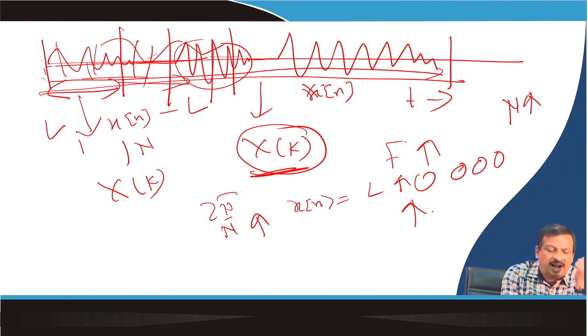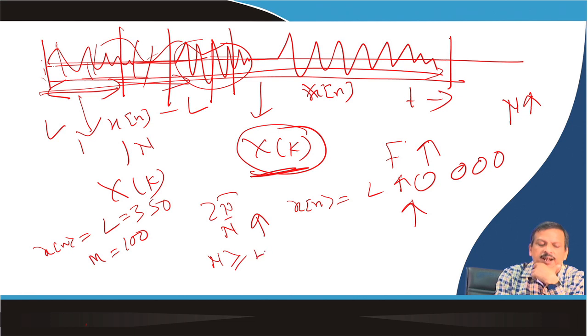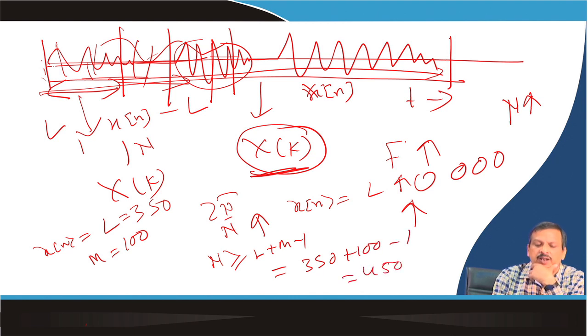Suppose I said I have a signal x of n whose length L is equal to 350 and I have a filter whose order is, let us say, 100. What should be the minimum length of the DFT? So, you know N should be greater than or equal to L plus M minus 1, which is nothing but 350 plus 100 minus 1. So, I can say it is nothing but 450 minus 1, it is 449.